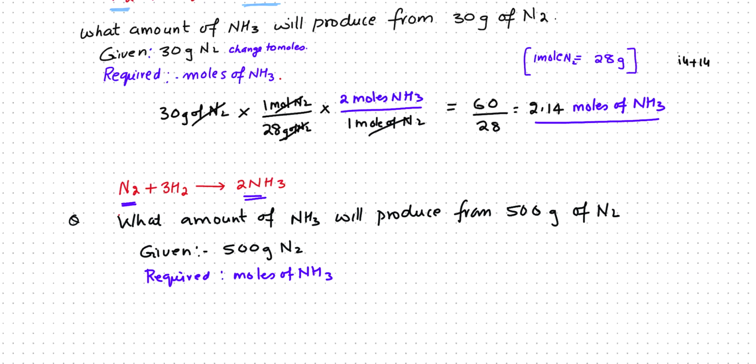500 grams of nitrogen. We have to change into moles, times. We know 1 mole of nitrogen is equal to how many grams? Nitrogen is 14 plus 14, 28 grams. So 1 mole of nitrogen is 28 grams.